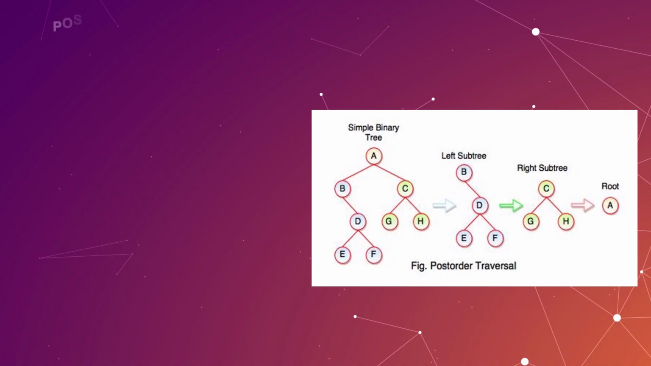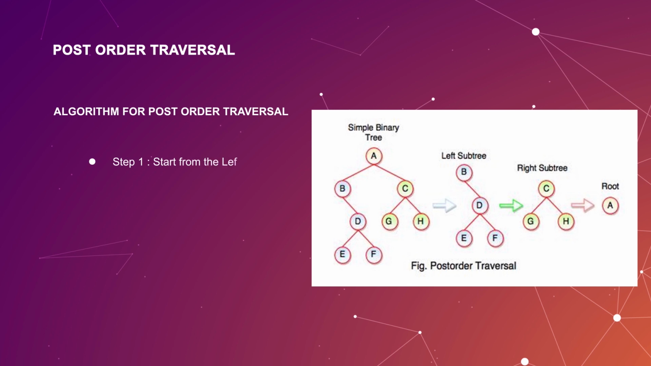Next traversal algorithm is post order traversal. The steps are: starting from the left subtree of the root node, then we go for the right subtree of the root node, and last we go for the root node. Until we cover the leaf node, we can't move to the right subtree or the root node. First we cover the left subtree, all the nodes, internal nodes and leaf nodes, then we shift to the right subtree, and after covering the right subtree, we shift to the root node.